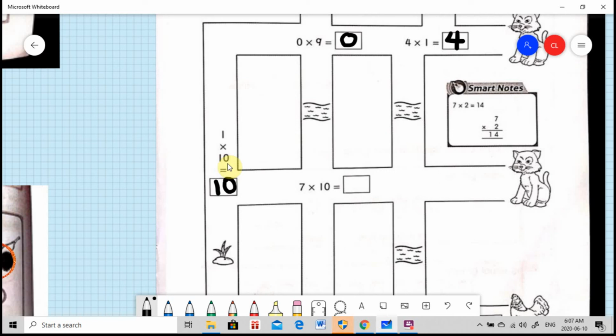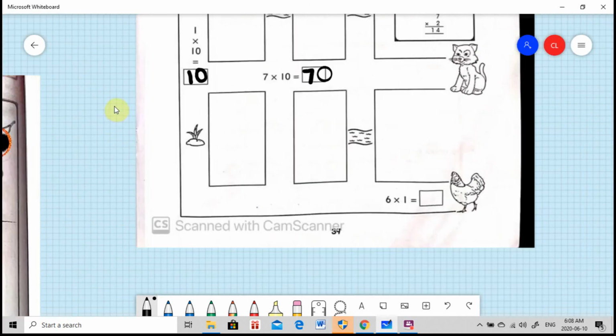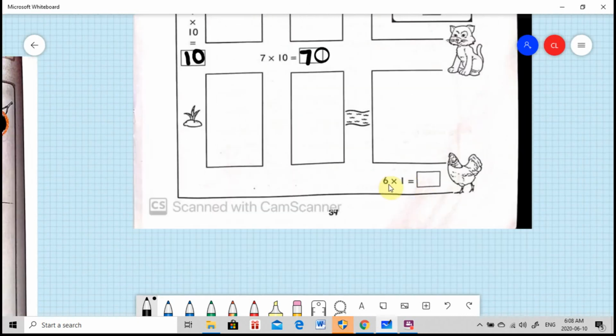What about this one? First, 7 times 10. So every time you multiply a number with 10, you first put down the number first. Here is 7. After that, you put the 0 next to it. So 7 times 10 equals 70, right? Now, we still have the last question here. Any number multiplied by 1 gives us the number itself. So 6 multiplied by 1 gives us 6. Right? Okay.